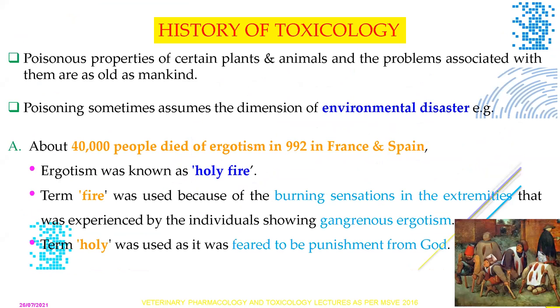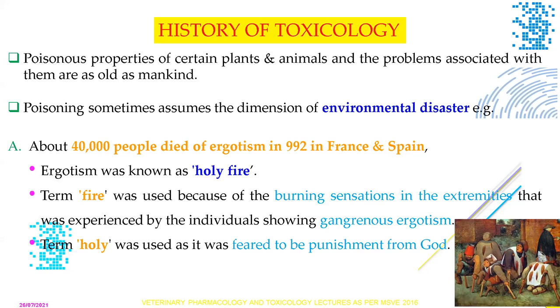We are going to study all these things and come to a very brief history of toxicology. It's very interesting to learn how toxicology arrived. The poisonous properties of certain plants and animals were known as long ago as mankind itself. It was known to mankind that many things are not acceptable by our body, and poisoning sometimes assumes the dimensions of environmental disasters, such as the Bhopal gas disaster.